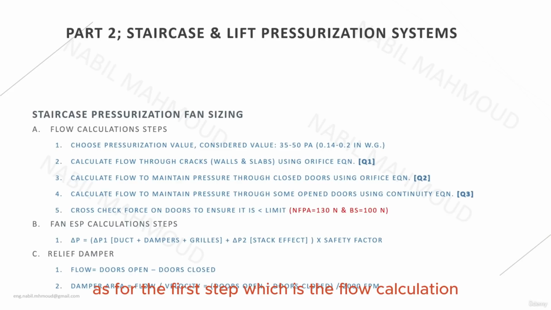As for the first step, which is the flow calculation, the first thing you would want to do is to estimate and calculate the fan sizing. And by fan sizing, I mean the flow capacity. So in order to determine the flow required for pressurization, as we said, we need the pressurization fan to overcome the leakage from all cracks and gaps in the staircase enclosure. And this is in order to sustain a specific amount of pressurization.